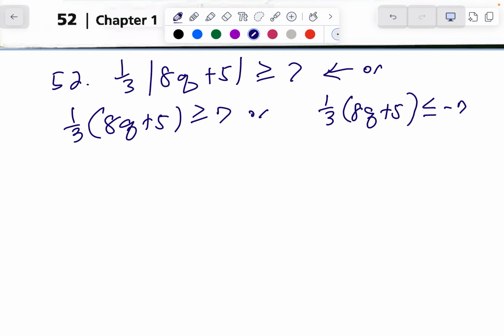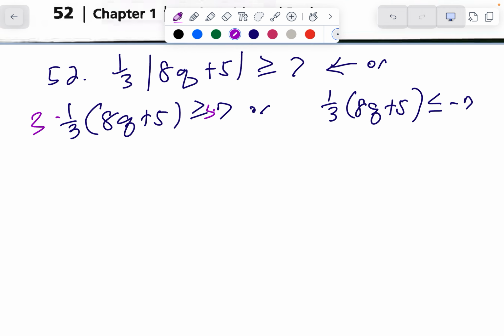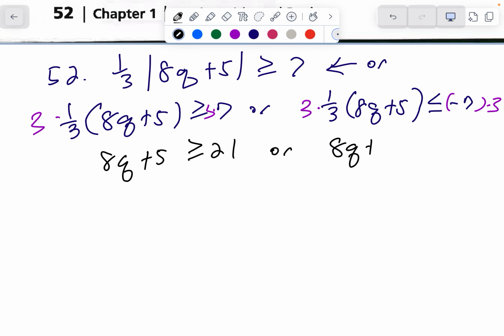Okay, now how do you solve it? Well, I would probably multiply each side by 3. For each of those, why use a 1/3? Instead, let's just multiply each side by 3. So we get that 8q plus 5 is greater than or equal to 21, or 8q plus 5 is less than or equal to negative 21. So it's kind of like we get that 8q plus 5 stuck between positive 21, or above positive 21, or below negative 21. Okay? And now you just solve them.